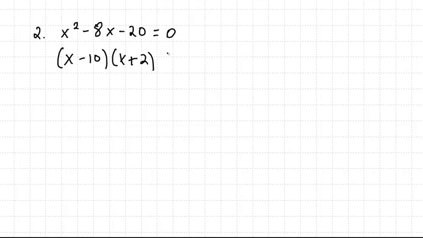Question number 2 asks you to solve x squared minus 8x minus 20 equals 0. Remembering our methods for solving quadratic equations, the left side of this equation can be factored. We factor into x minus 10 and x plus 2. What we conclude from this is that x could be 10 or x could be negative 2.